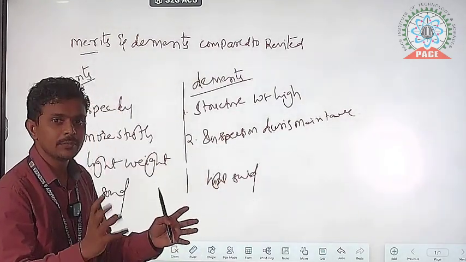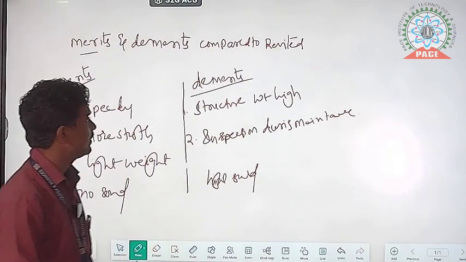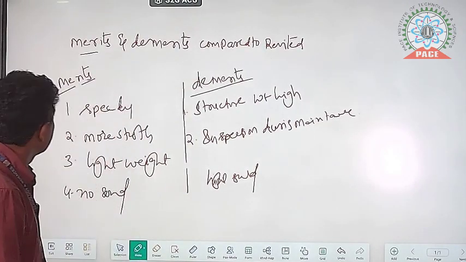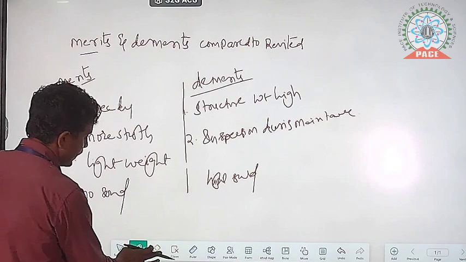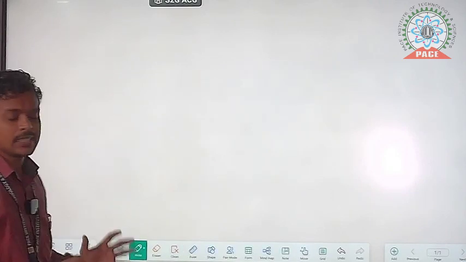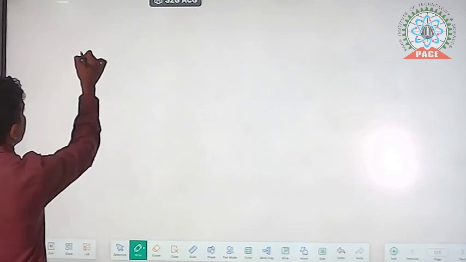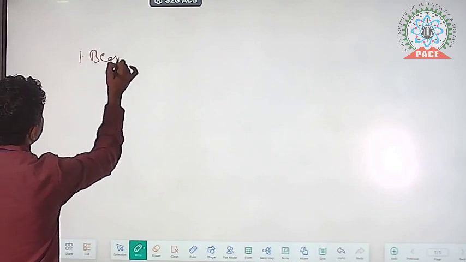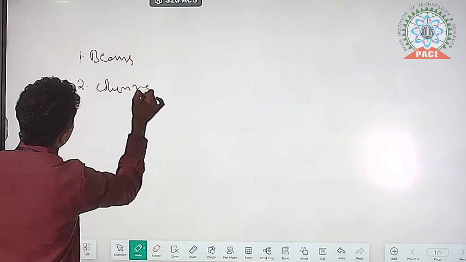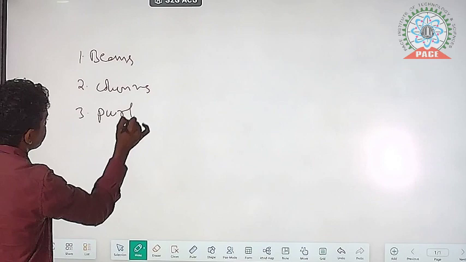And finally, in steel structures we have several elements we have to design. One is the beams, second is the columns, next is the purlins, and next is the foundation part. Foundation part means the base plate also we have to design.